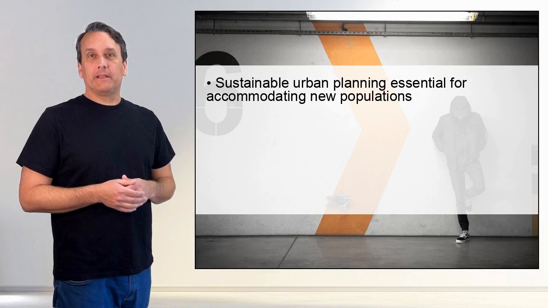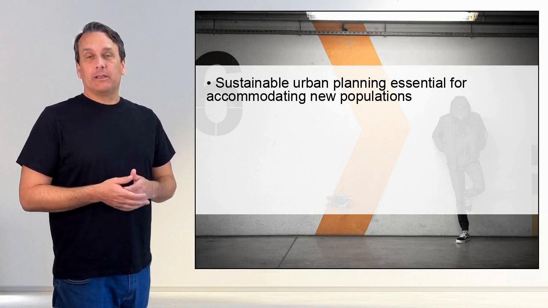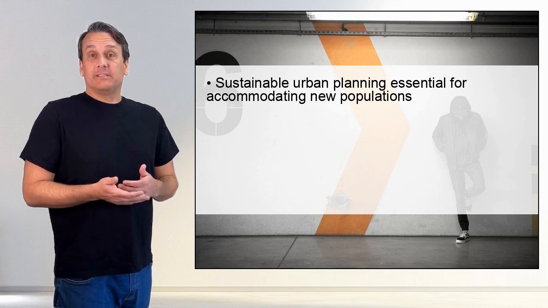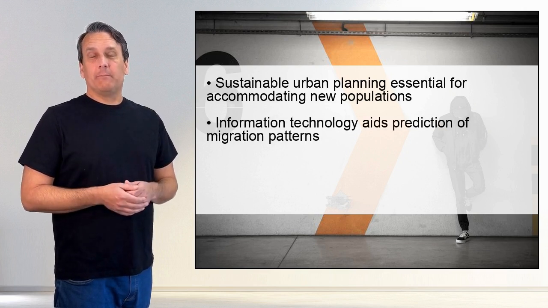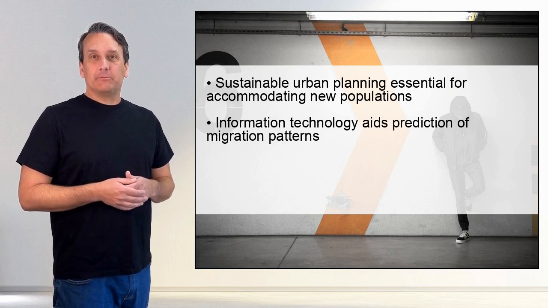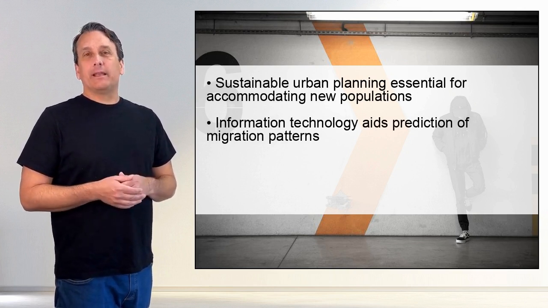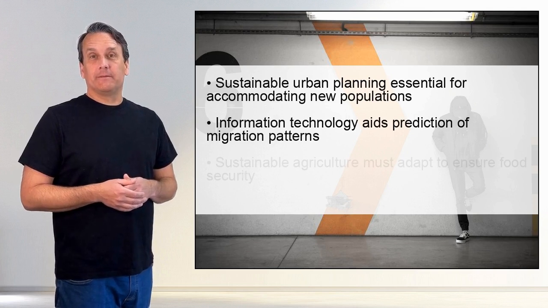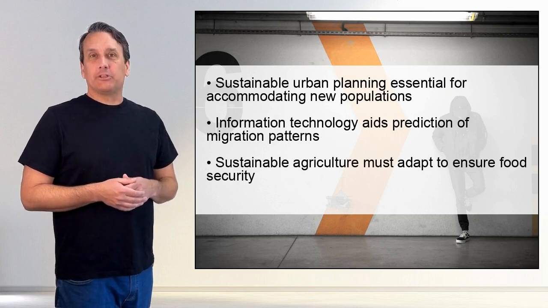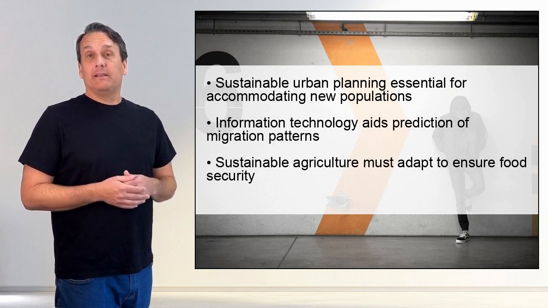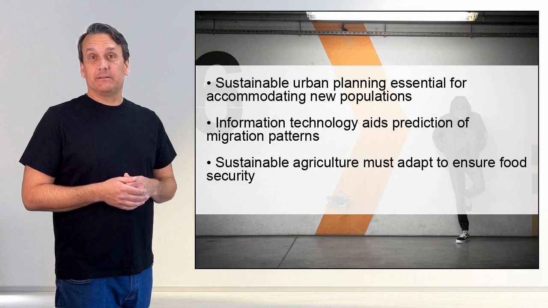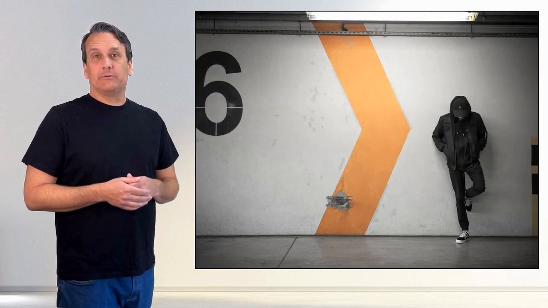Sustainable urban planning becomes essential for designing cities that can accommodate new populations without straining resources. Information technology plays an important role in managing data and predicting migration patterns, helping policymakers make informed decisions about resource allocation. Additionally, sustainable agriculture needs to adapt to shifting climates to ensure food security for migrating populations, integrating ecological farming practices to maintain the well-being of ecosystems.